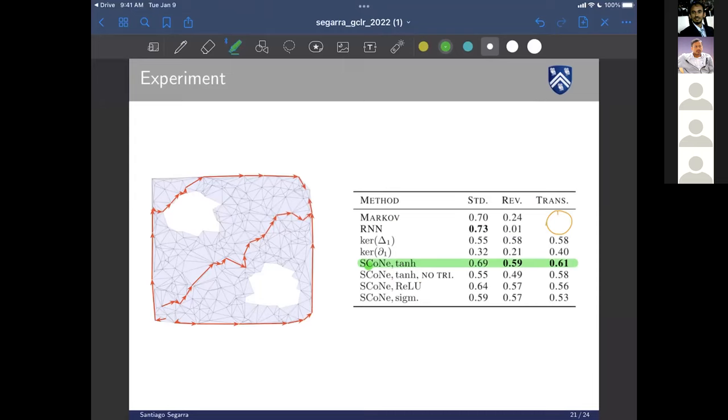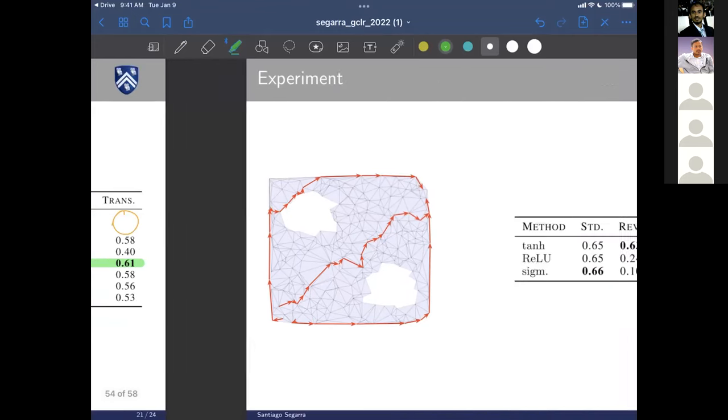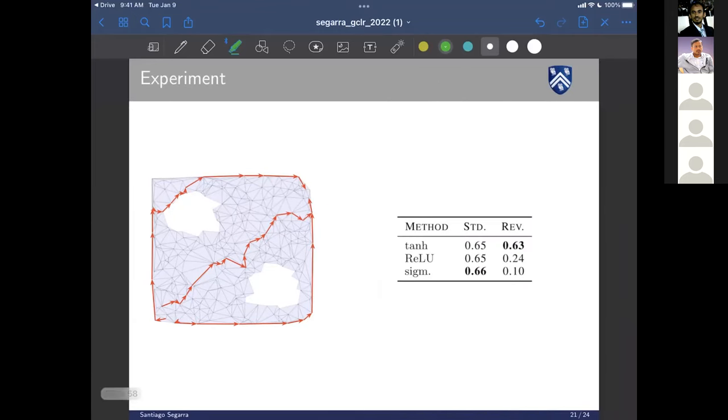Good. So that is this experiment over here. The next experiment that I want to show, and then of course we'll have plenty of time for questions, is about the choice of the nonlinearity.